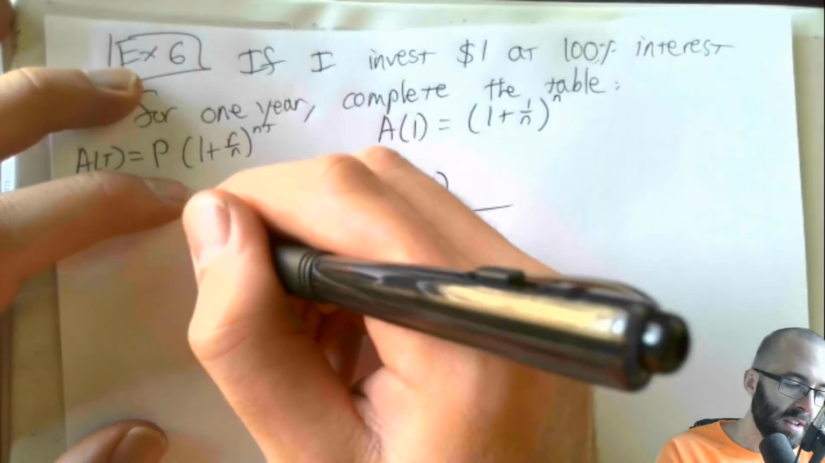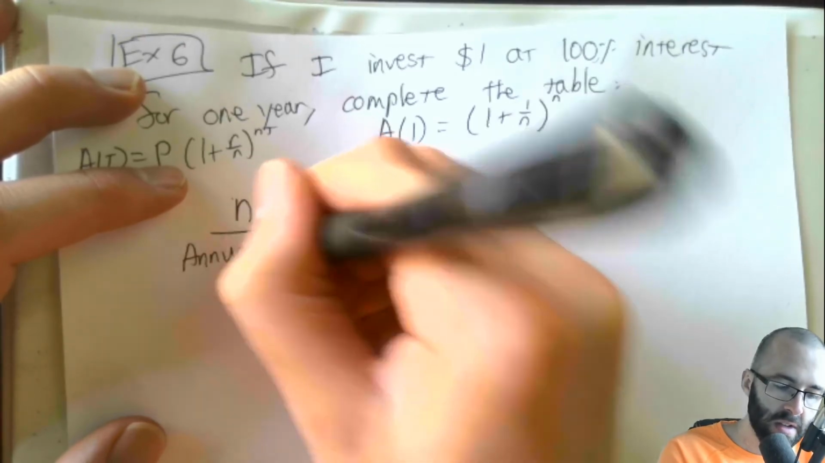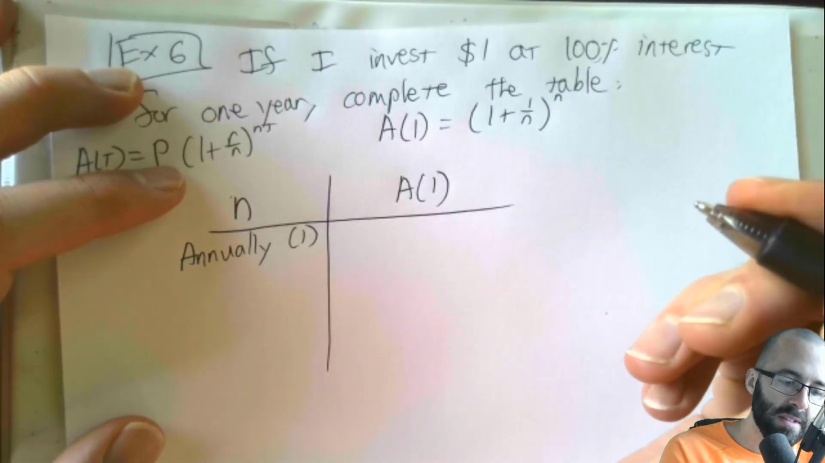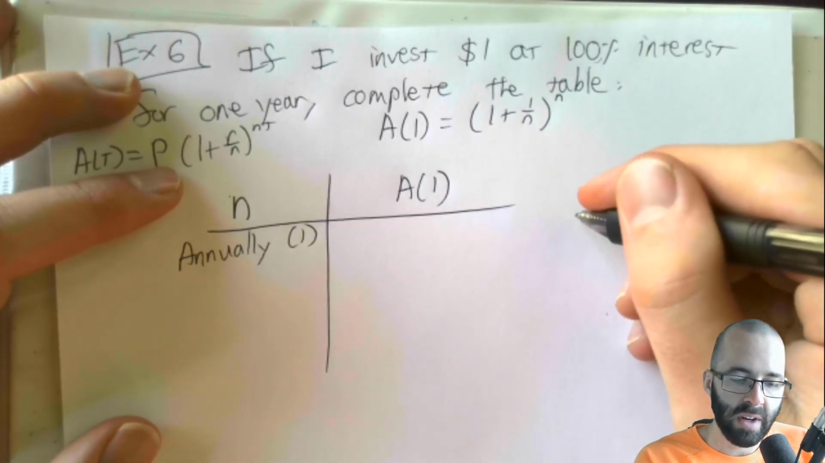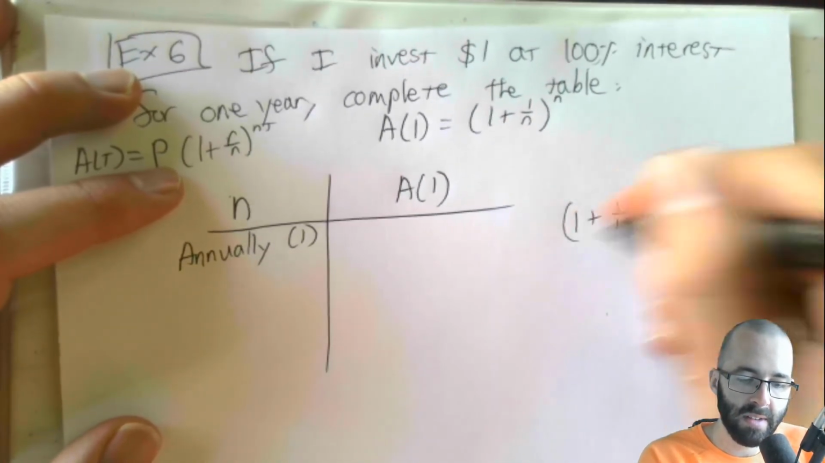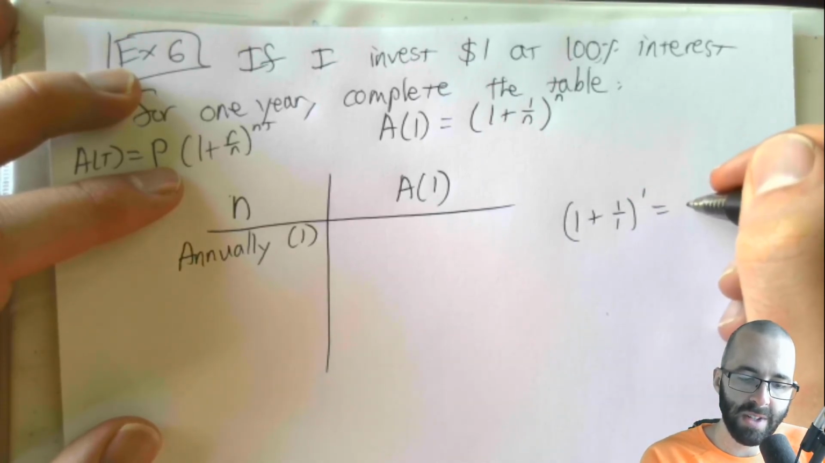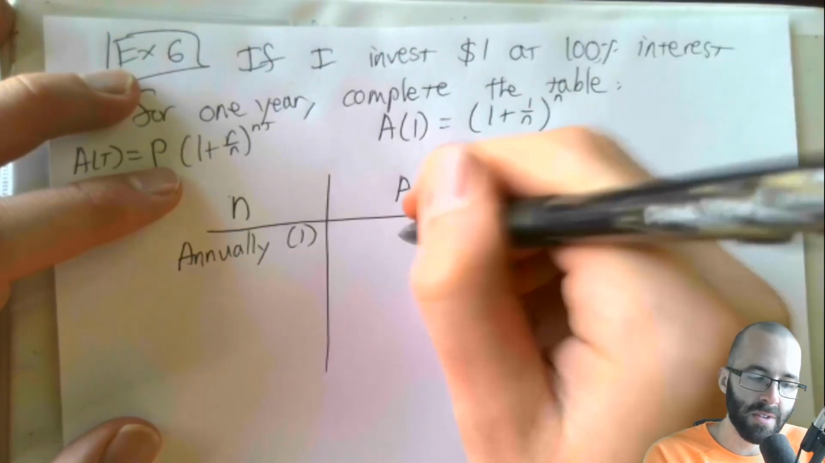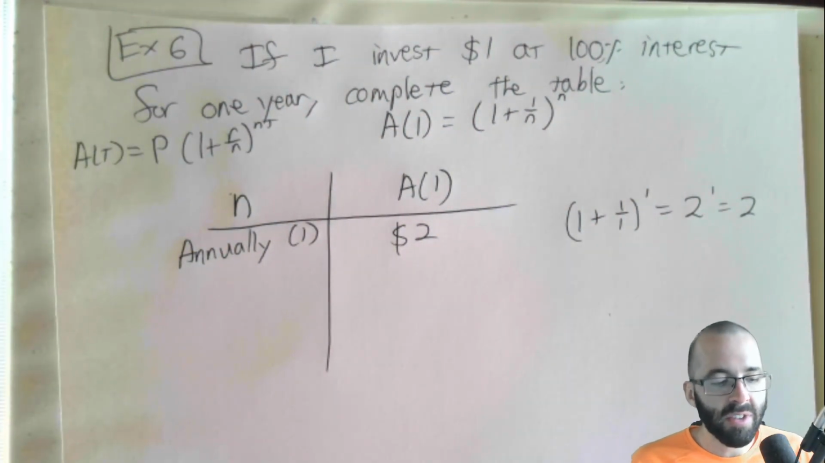All right. So if it's annually, right, n is 1. If n is 1, right, we're going to have 1 plus 1 over 1 raised to the 1. Well, 1 plus, that's 1 plus 1. That's 2 to the first power. That's 2. So if it compounds annually, I'm going to have $2 after the year.